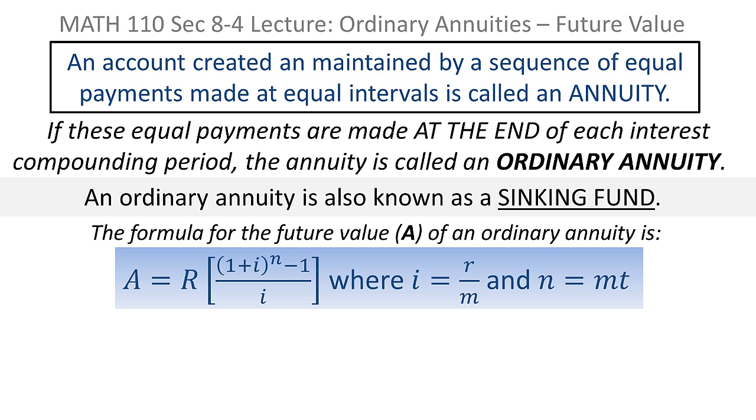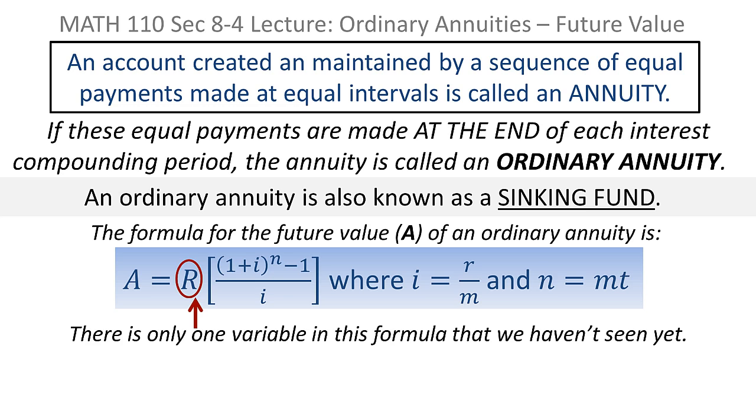And little i is the same thing as it was before. When I introduce a letter to represent something, I'll make sure that it means the same thing. So little i is little r over little m. In other words, the annual interest rate divided by the number of compounding periods per year, and little n is m times t, just as it was before.